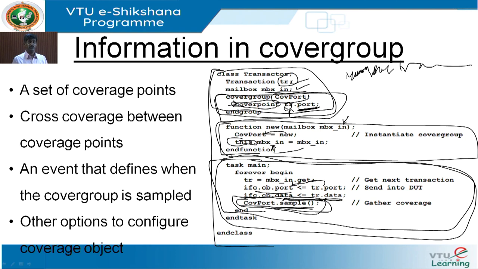So what I am looking at here is a set of cover points; these two are the cover points I am taking. You can have n number of sets of cover points. Then there is cross coverage between the coverage points. Different coverage points you can define, and to do this you use cross coverage. Here I am not having any cross coverage, but you can have different cross coverages in different groups for these considerations.